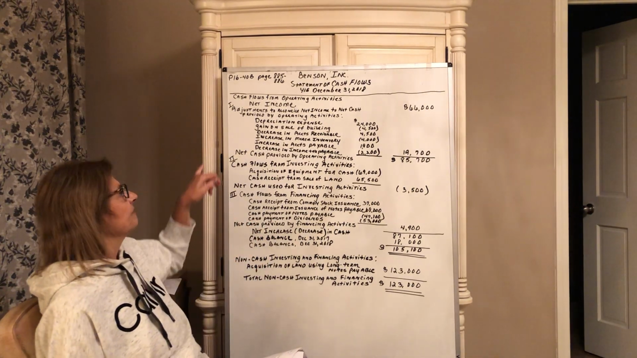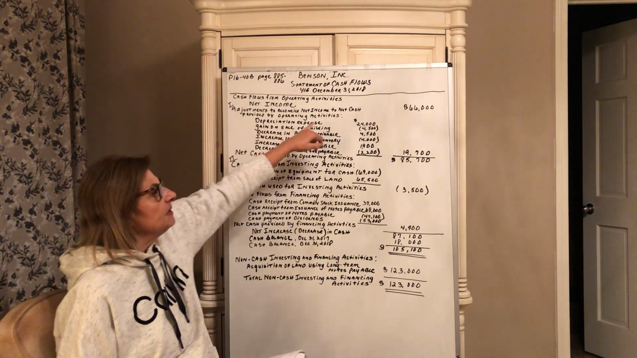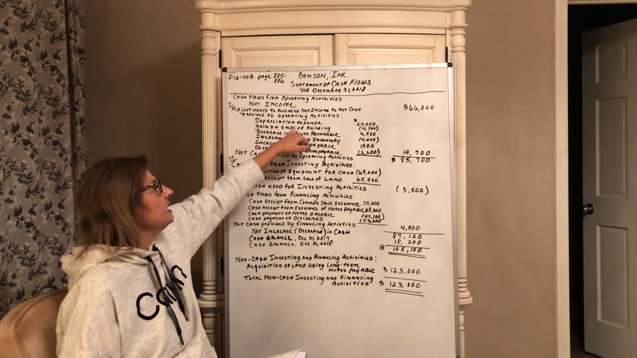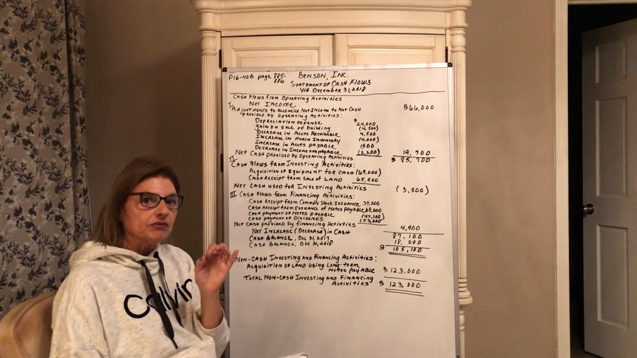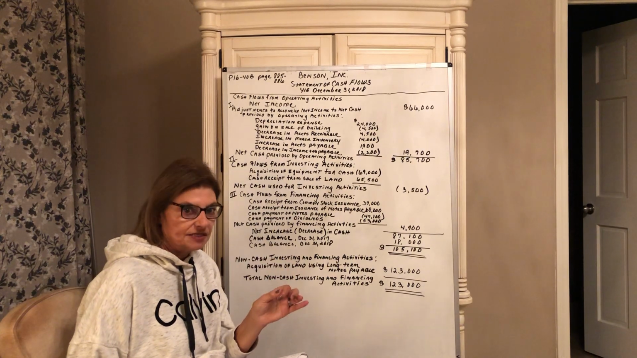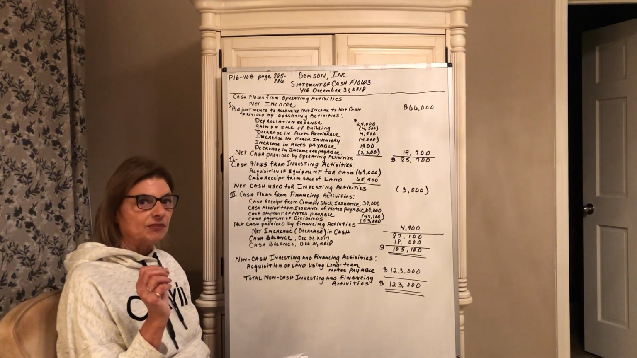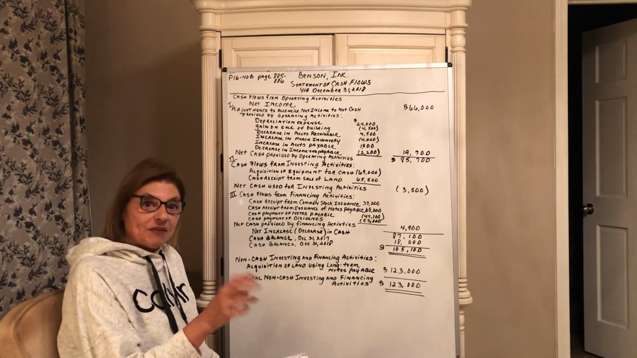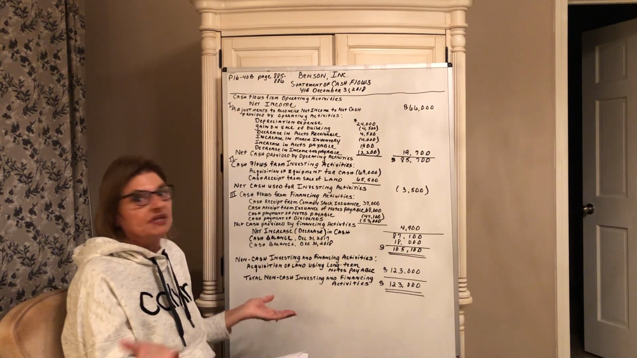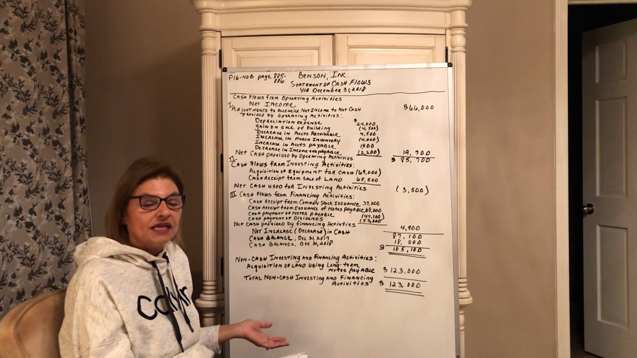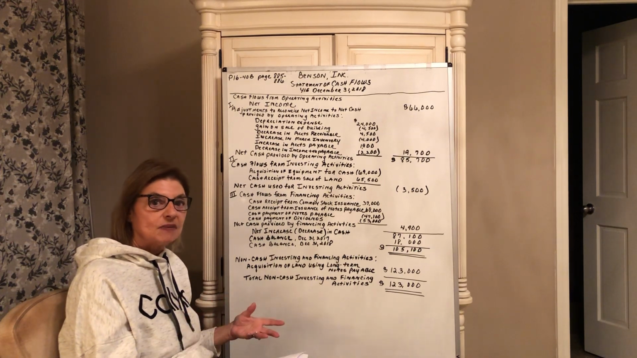So, the adjustments, right? The first thing you're always going to do is put depreciation in as a plus. And the reason depreciation expense is put in as a plus is because it's an expense you deduct on the income statement, but it doesn't cause cash to be paid out. It's what we call a non-cash expense.